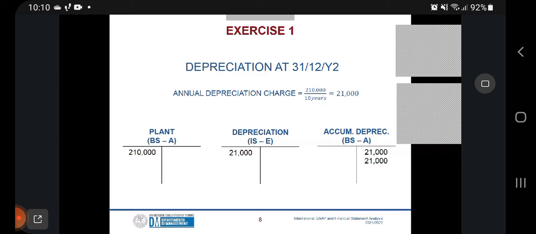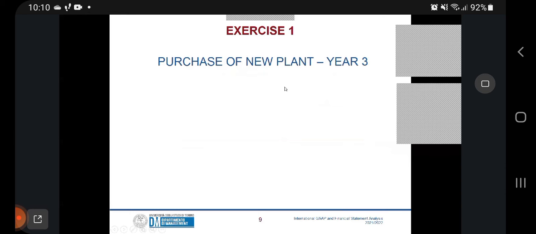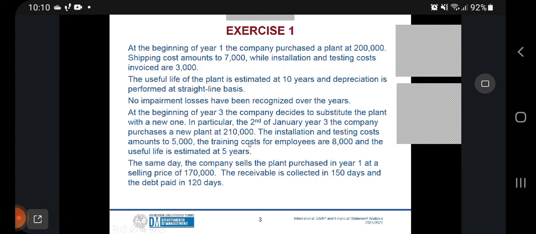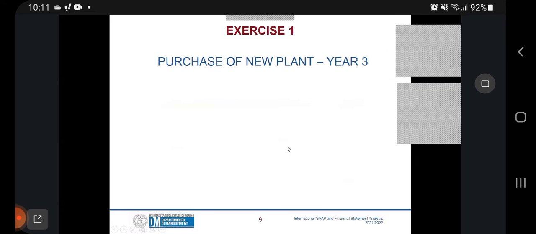Let's go on. Purchase of new plants, year 3. First of all we have to compute the historical cost of this plant. If we consider the text of the exercise, the price of the new plant is equal to 210,000. The installation and testing cost amounts to 5,000, while the training costs for employees are 8,000. What is the historical cost of the new plant at the third year? Any idea?